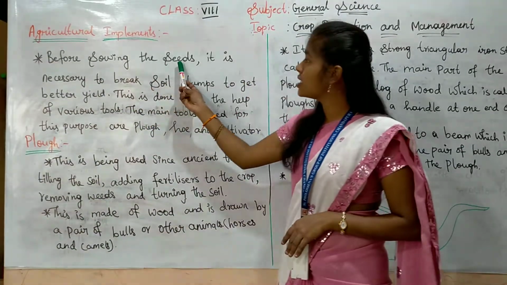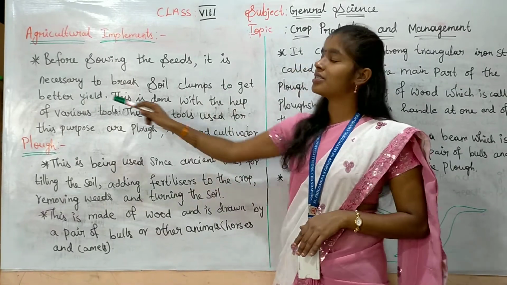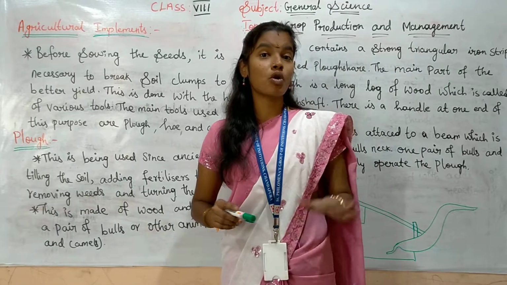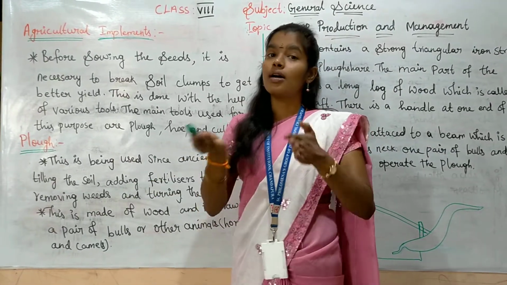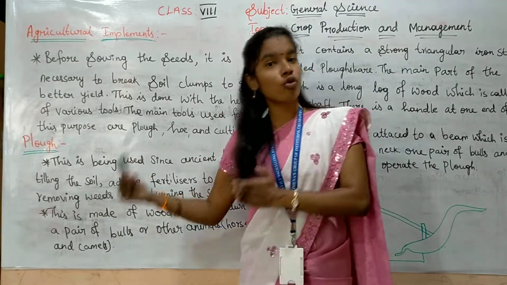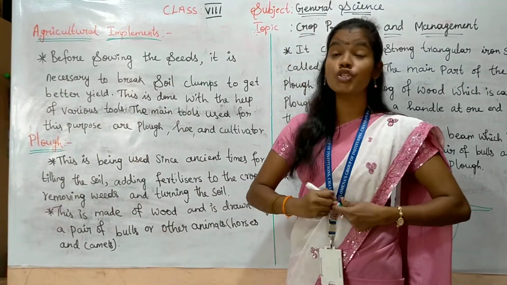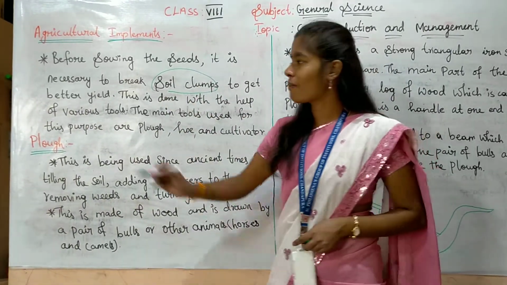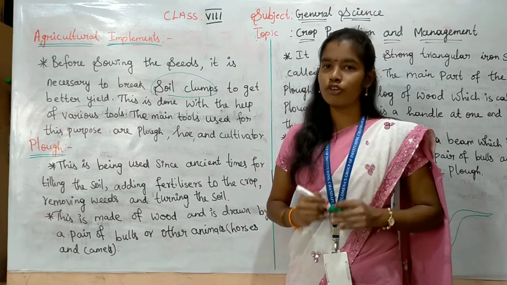Before sowing the seeds, it is necessary to break soil clumps to get a better yield. First we discussed preparation of soil. The next step is sowing. After preparation of soil, before sowing the seed, it is necessary to break the soil clumps for a better yield. Then only we will get a good yield of crops.